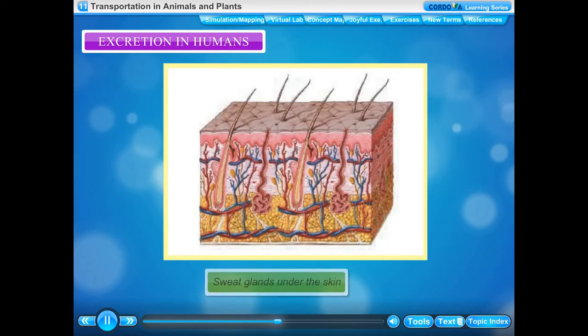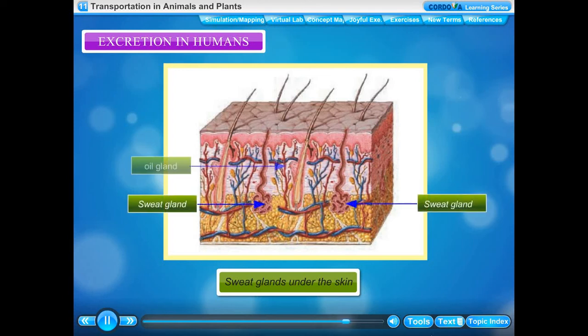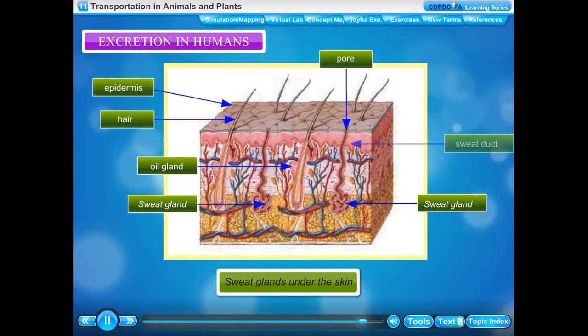Skin. Sweat glands under the skin. Sweat is a liquid waste secreted from the sweat glands below the skin. Sweating helps to remove excess water, some salts, and urea as liquid waste, sweat, from the body. Sweat gland, oil gland, hair, epidermis, pore, sweat duct, sweat gland.